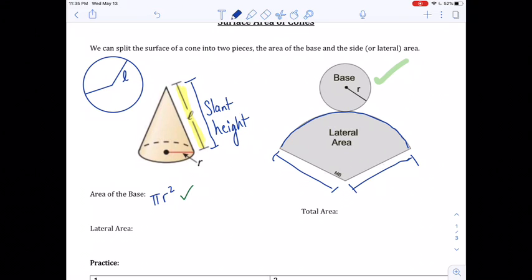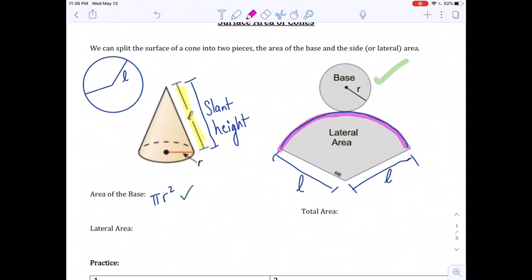And if you unravel the side, what you get is this weird looking piece of pie. And it turns out that the slant height is the radius of this slice of pie. So I've got this piece of a circle. The radius is going to be the same measure as the slant height. And now what I really want to find is this measurement. This is the last thing I don't know about this piece.